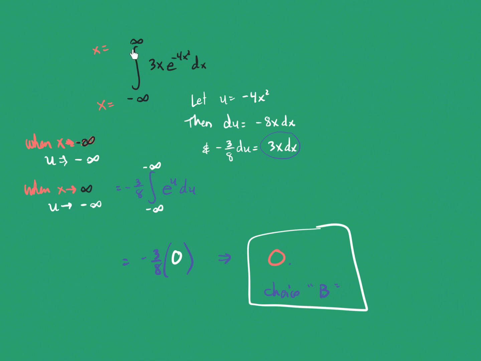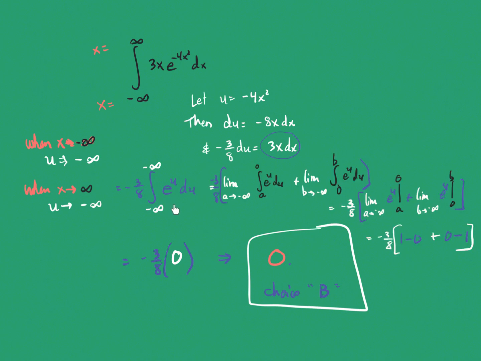And as x approaches positive infinity, what's u doing? U is still approaching negative infinity. And therefore, we have this definite integral where the limits are negative infinity. And you'd think that that would be equal to 0, but you should probably do the correct notation for these improper integrals.